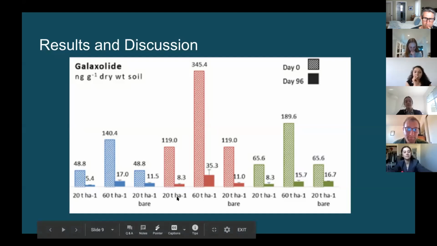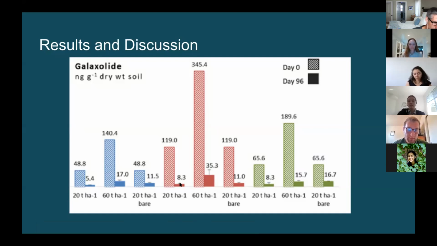And so here we have the amounts of sludge that were mixed in the soil, 20 tons per hectare, 60 tons per hectare, and then this is the bare soil, so no barley. And then here we have day 0 compared to day 96, and these values are in nanograms of galoxolide per gram of dry weight soil. So as you can see, these are fairly high, and then these drop down after 96 days to fairly low.